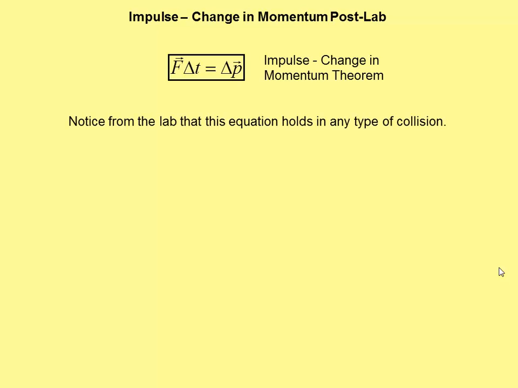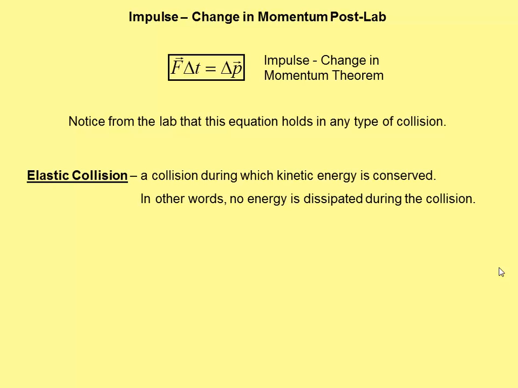Now, one thing you can notice from the lab is that this equation held in all the different types of collisions that we had, different masses, different velocities, and different actual collisions. We actually had two types. When you were using the magnet ends, you were doing what is called an elastic collision. And this is a collision where kinetic energy is conserved. Remember, in science, conserved means doesn't change or remains the same. And so that means that there was no E-dis during the collision because they didn't actually touch with the magnet ends, as long as you didn't smack them together too hard.